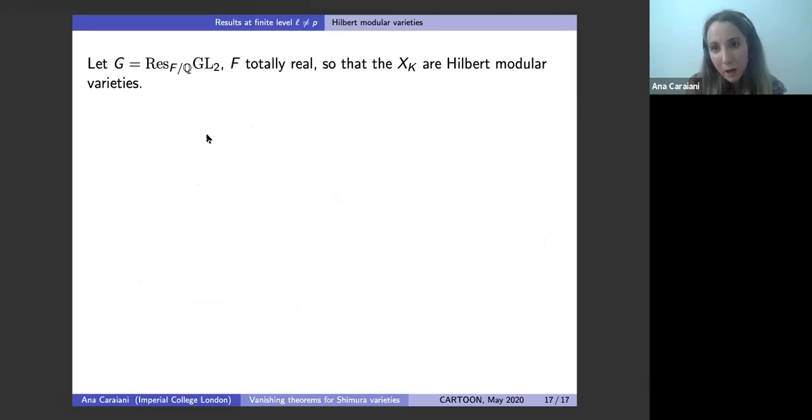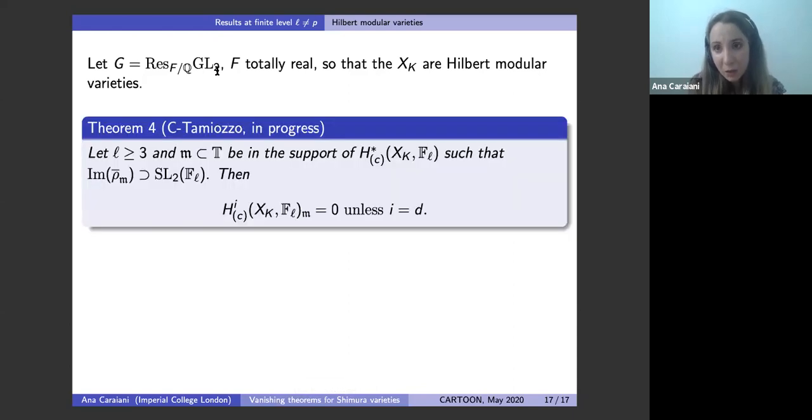actually also applies to the case of Hilbert modular varieties. So I come back now to this Shimura variety of abelian type that's associated to this group, restriction of scalars from F to Q of GL2. And in this case, this is work in progress with Matteo Tamiozzo. We're assuming L is greater than or equal to 3, and then we're taking a system of Hecke eigenvalues that occurs in the cohomology of one of these Hilbert modular varieties, either usual or with compact support.